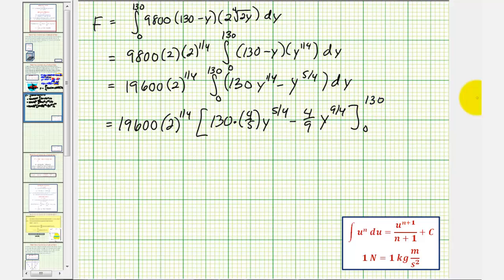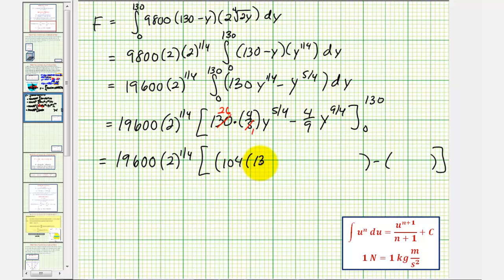Now we'll perform the substitutions. Well, 130 times 4/5 works out to 104. Notice how there's 1, 5, and 5, and 26 fives in 130. So when y is 130, we have 104 times 130 to the 5/4 minus 4/9 times 130 to the 9/4. And then when y is 0, notice both terms would be 0.